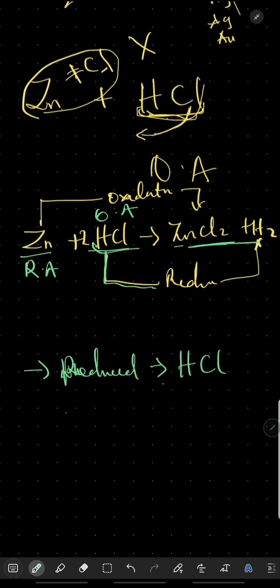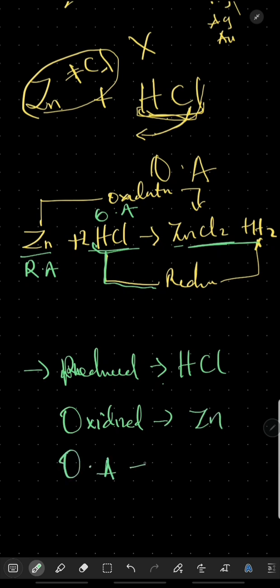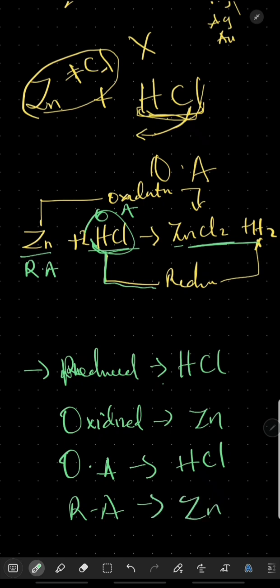So the oxidized species, it means the one that passed through what? Oxidation. So that is what? Zinc. So the oxidizing agent, which one is the oxidizing agent? Can you see it? HCl. So the reducing agent is what? It is zinc. Now can you see that my product is never found in my answer?